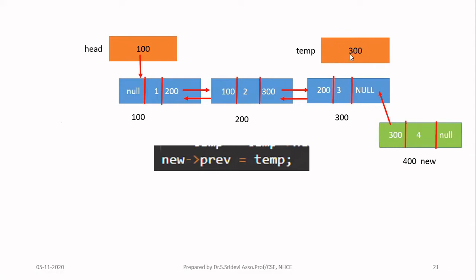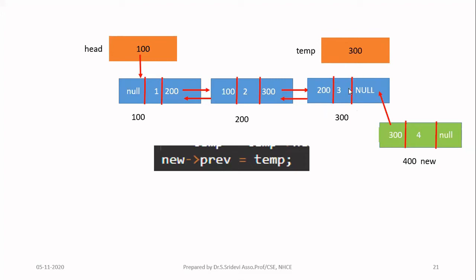Temp will contain 300. Now what you have to do? You have to add this node after this 300. So 2 pointers you have to include with respect to this node. So the first pointer is nothing but you can see here. Now this node is going to be inserted after this. That means in the previous field of the new node, you have to store the address of this node, which is 300. Okay. And where is this 300 available? That is available in the variable temp.